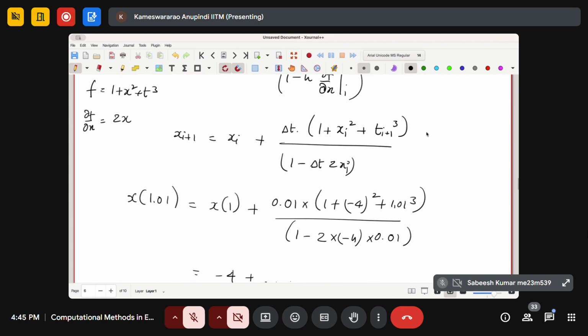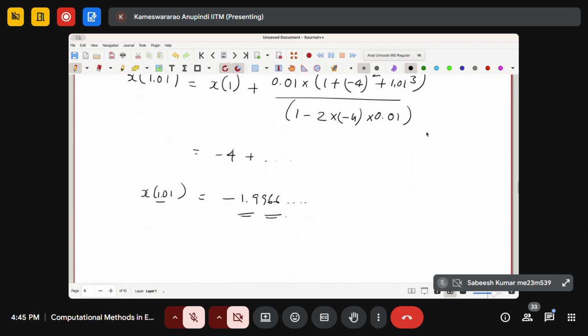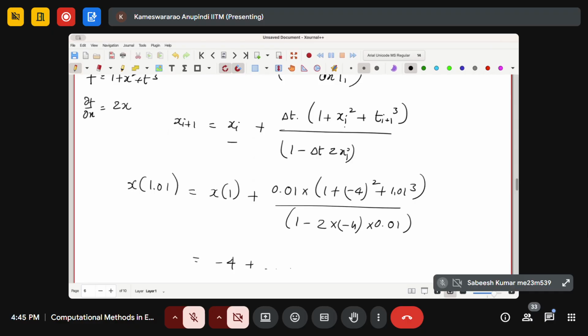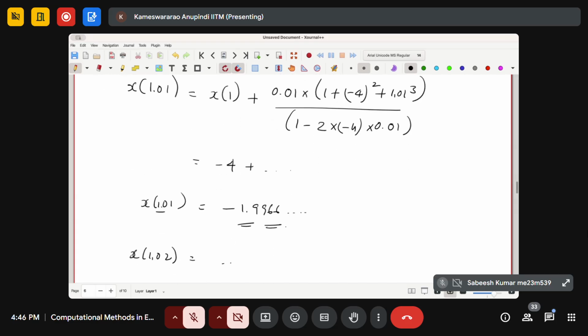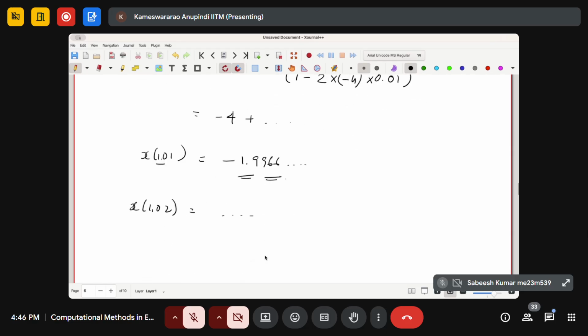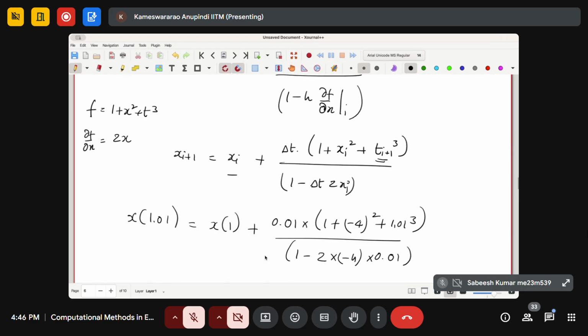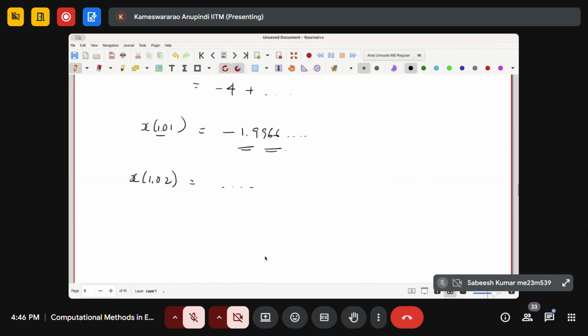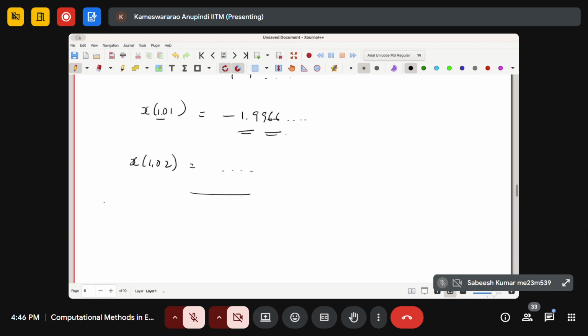You can verify if you have your notes handy. But then of course you can now proceed. You can write what is x of 1.02 in terms of x of 1.01 and so on. Everything else has to be in terms of x of 1.01, and then t i plus 1 will become t i plus 2. That means it will become 1.02 cube and so on. That is how we can proceed, and then this also can be easily coded up. So that is about the implicit Euler method. Let us see if we can try to do it with the Taylor series approach.